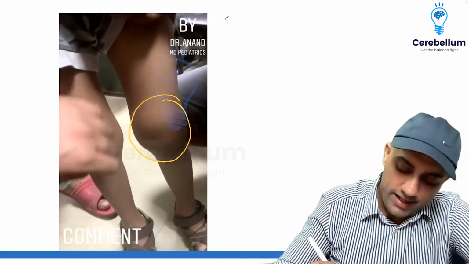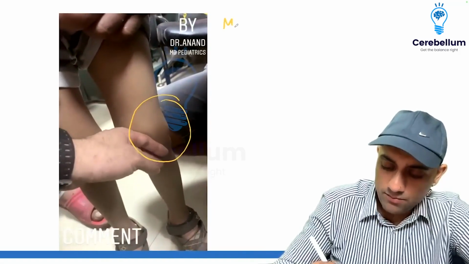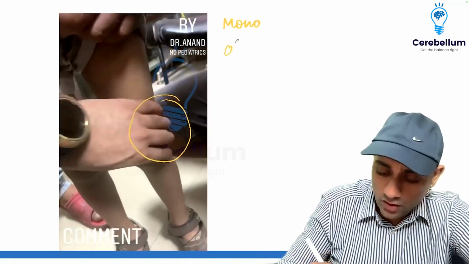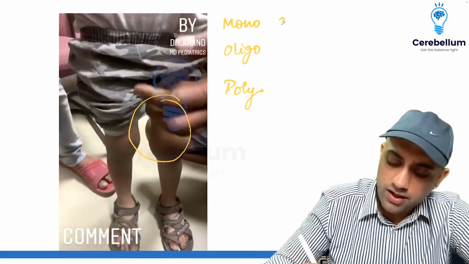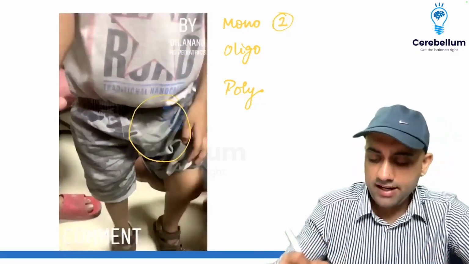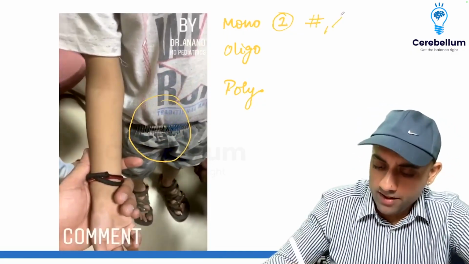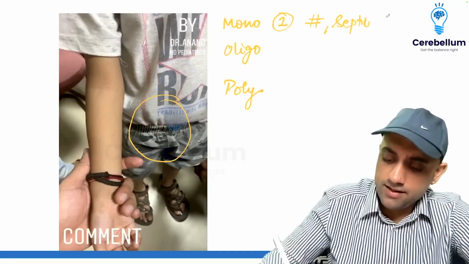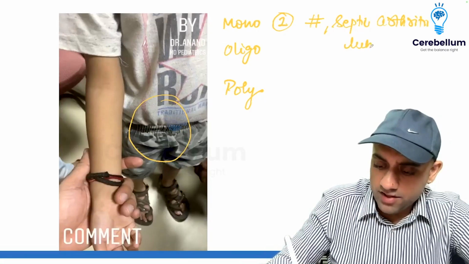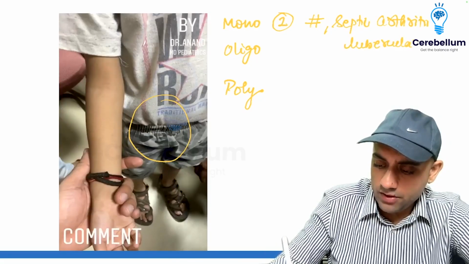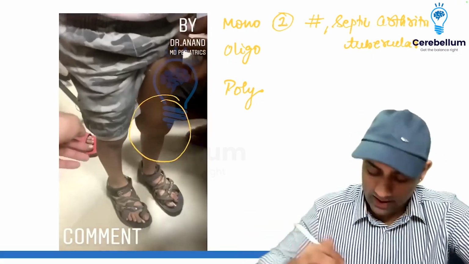So number one is swelling. Number one, you have to see whether it is monoarthritis, oligoarthritis, or polyarthritis. Monoarthritis means one joint, as this child has. So differential diagnosis could be a fracture, septic arthritis, or tubercular arthritis. Fracture, septic arthritis, and tubercular arthritis are examples of monoarthritis.